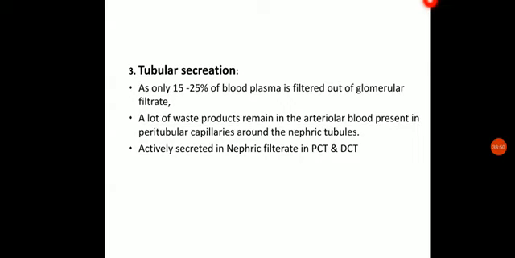will be actively secreted into the nephric filtrate, in maybe the PCT and DCT. Okay, how exactly it is done is still not very clear, but it is known that apart from glomerular filtration, the tubular secretion is also responsible for adding the waste to the urine, or adding the waste to the filtrate. Okay, so this is the last stage of the urine formation.